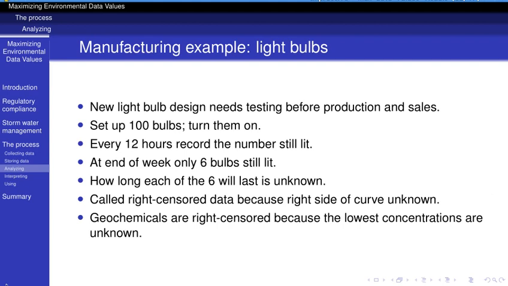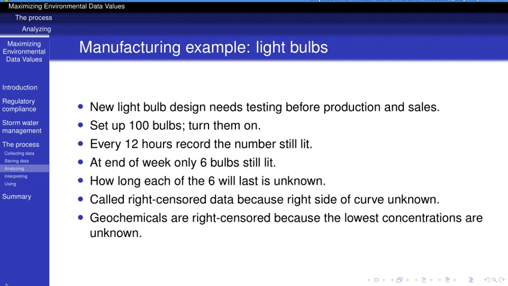The company that designed and built the bulb needs to learn if the MTBF for their new product is greater than existing competing products so they can decide whether to put it in production and sell it profitably. How do they do this?